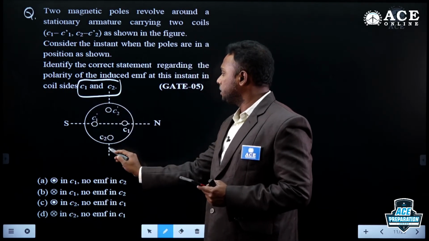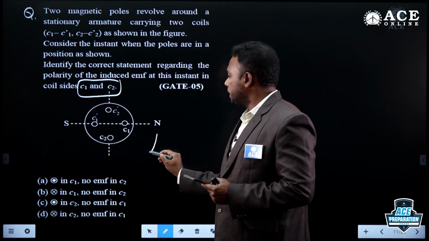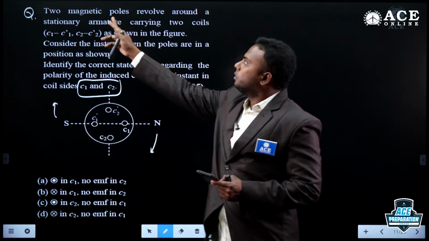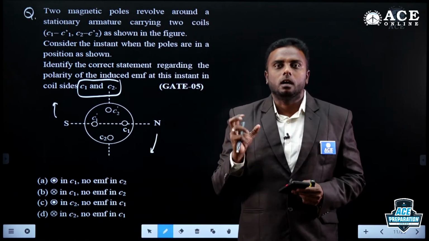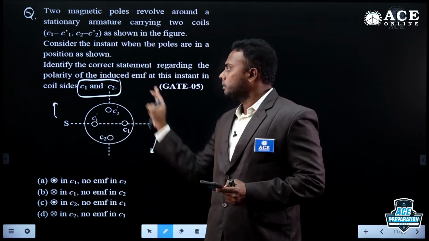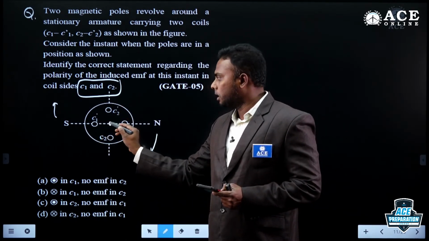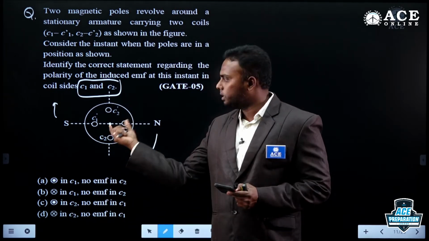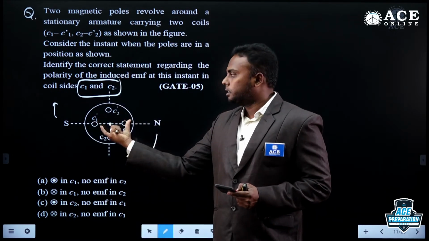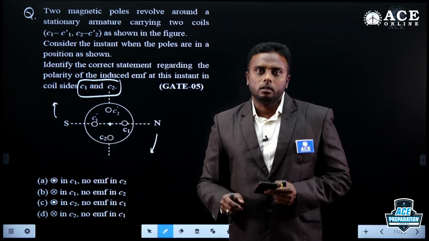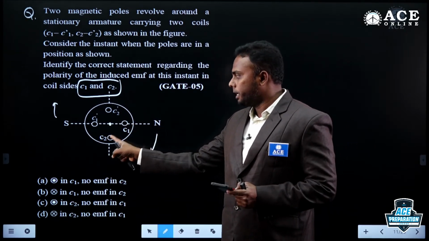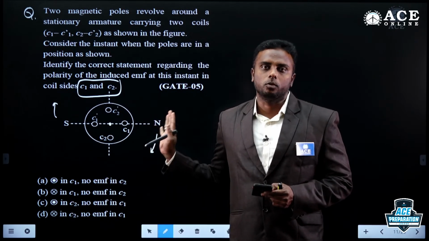C1 is this and C2 is this. So poles are rotating in this direction, clockwise. See the question. Two magnetic poles revolve around a stationary armature which is having two coils. Poles are rotating, but the armature is stationary here. This is armature or rotor. Actually, this is rotating, but in this question it is given in reverse. Poles are rotating and it is stationary. Still there is EMF in the coils or conductors. So you have to find the direction of EMF in C1 and C2 at this position of poles.